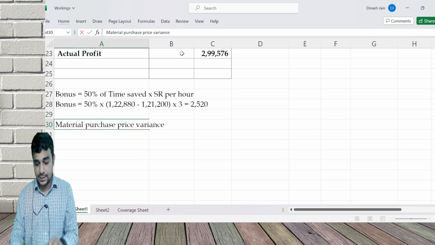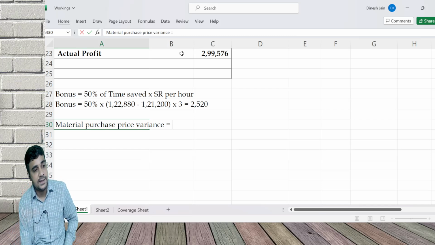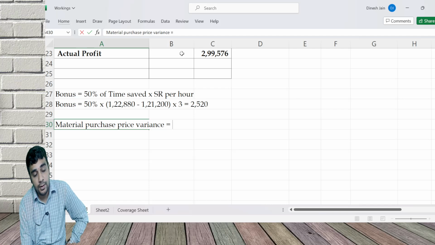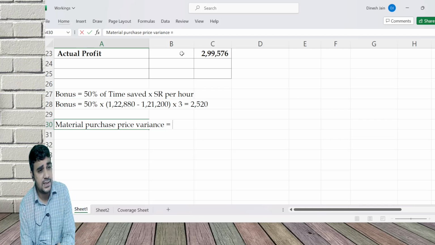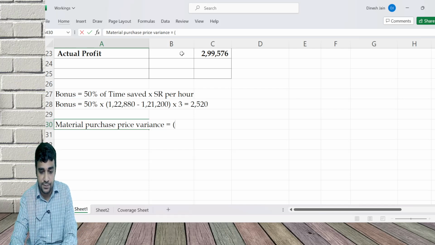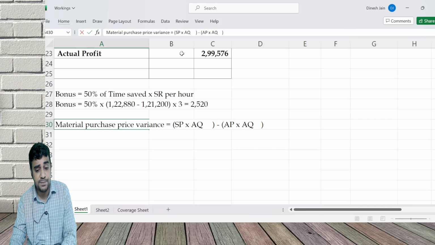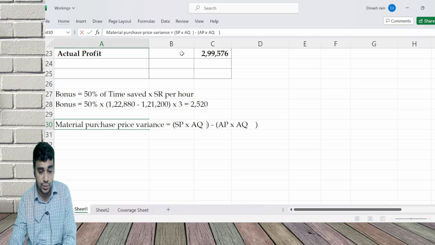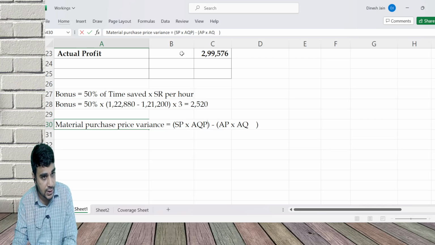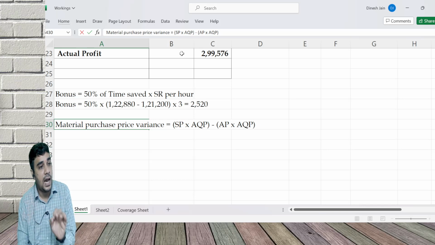Material purchase price variance. Now, when we calculate price variance, what is the formula? Tell me the formula for price variance. Don't write anything. SP into AQ. Now, this AQ we use is quantity consumed. Material purchase price variance is very simple. SP into AQP. What is AQP? It is actual quantity purchased. SP into AQP minus AP into AQP, actual quantity purchased.